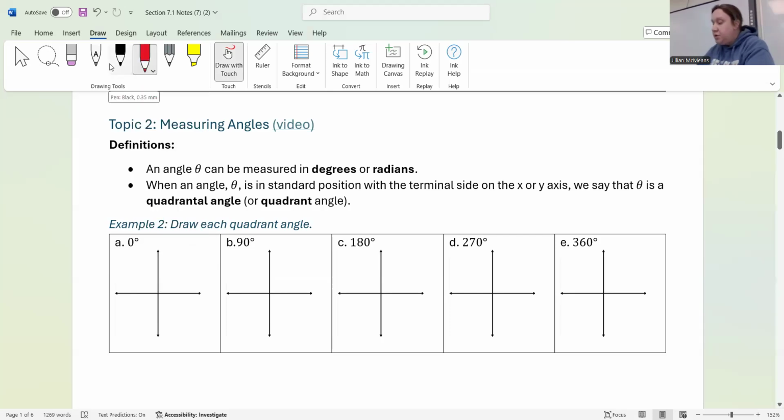Example two says draw each quadrant angle. This is just to define what these quadrant angles are so you understand them, okay? We want these to be in standard position, so the vertex is going to be at the origin, and we want the initial side to be the positive x-axis.